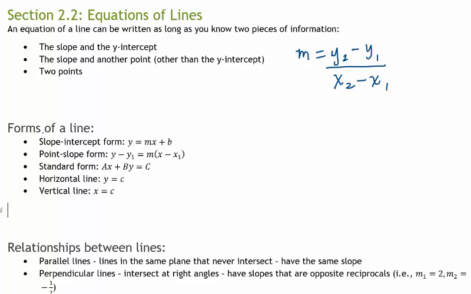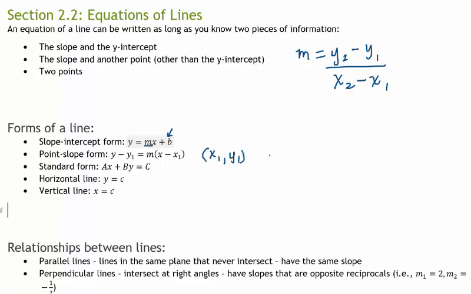So here are a few forms of lines. The first one is probably the most familiar, which is slope-intercept form, y equals mx plus b. The slope goes in the first spot, the coefficient of x, and the y-intercept is b. The next is point-slope form, which is just a modified form of the slope formula. It's y minus y1 is equal to m times the quantity x minus x1, where (x1, y1) is any point on the given line.